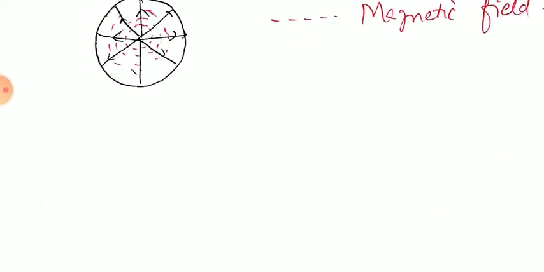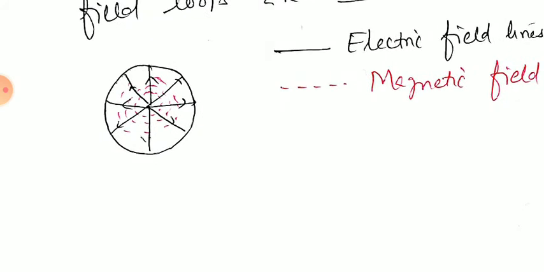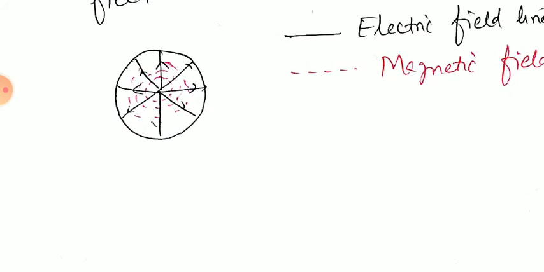So this is all about the TM mode and the electric field pattern mode. These two modes are the dominant mode and the degenerate mode. Okay, thanks.